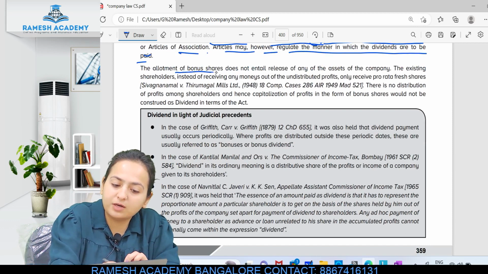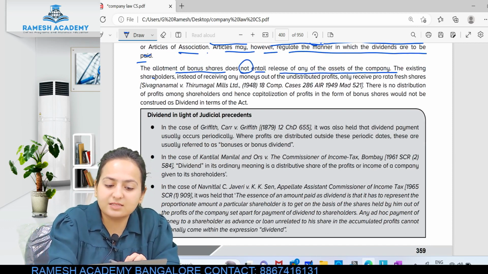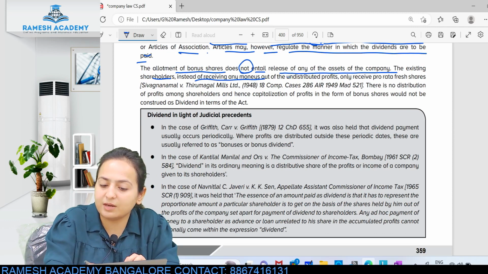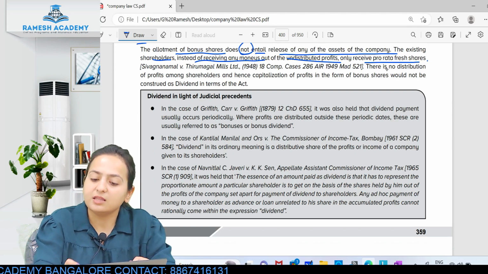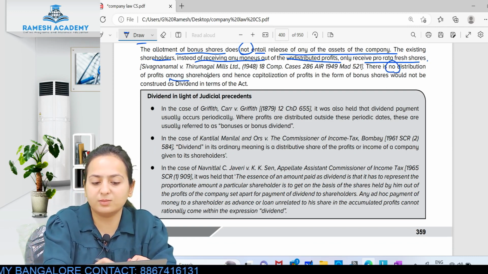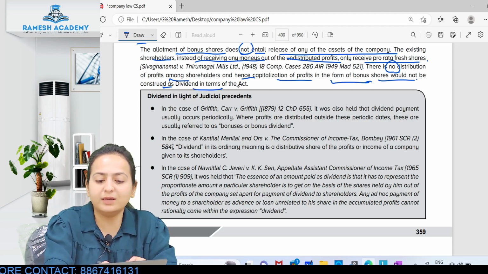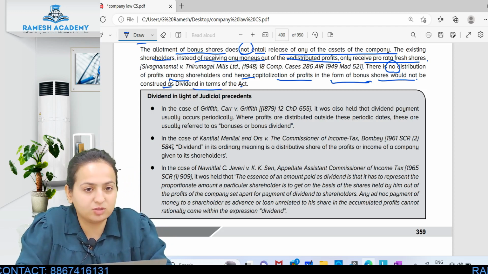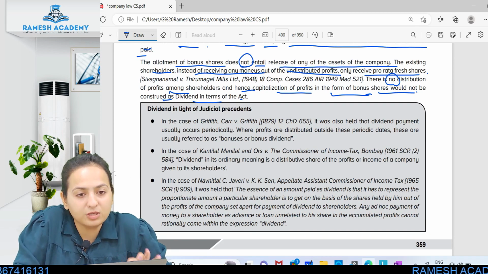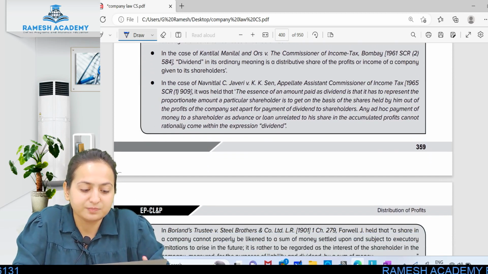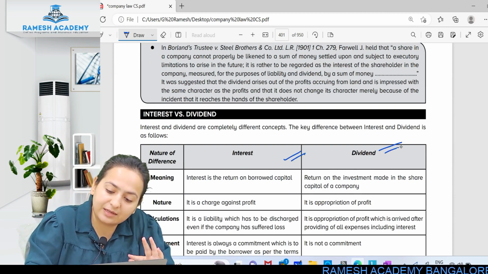So the allotment of bonus shares does not entail release of any assets. The existing shareholder, instead of receiving monies out of distributable profits, only receives a pro rata share. There is no distribution of profits among shareholders, and capitalization in the form of bonus shares would not be considered a dividend. So dividend does not include two kinds of shares, that is the bonus shares and the right shares.